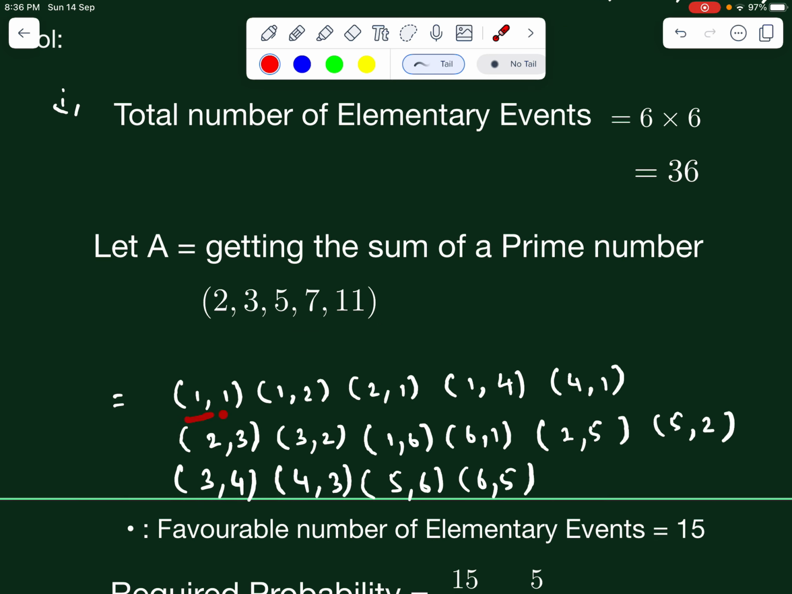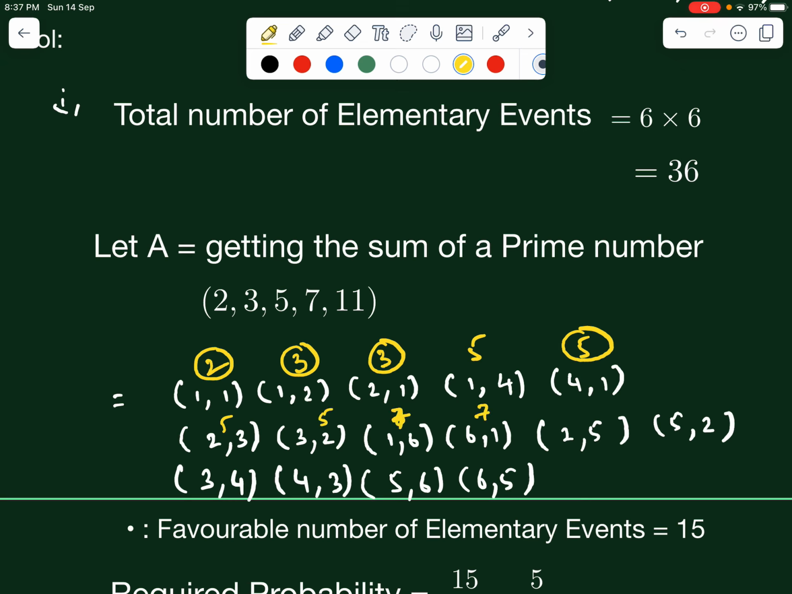First die 1, second die 1, sum 2. 1, 2 and 2, 1, total 3. Getting a sum that is a prime number, you can add these two. 3, 5, 5, 7, 7, 7, 7, 7, 7, 11, 11. These are the possibilities. These are the prime numbers. When getting a sum that is a prime number, these are the possibilities.